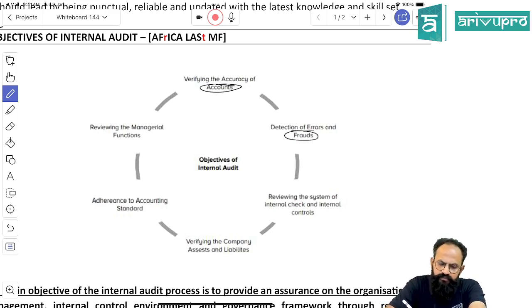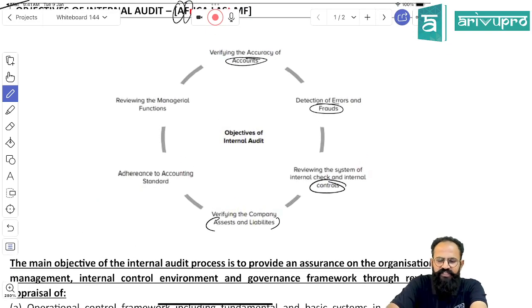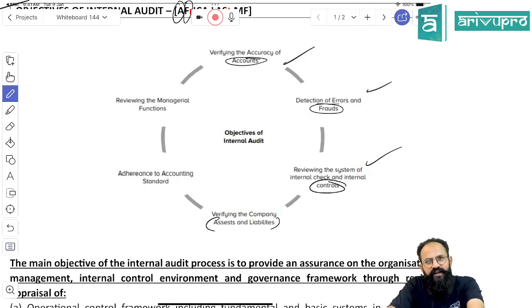Correct? First one is accounts. Next one is fraud. And next one is reviewing the system of internal check and internal controls. So check whether internal controls are fair. Okay. Verifying the company assets and liabilities. See, first you are checking accounts here, and then you are checking if there are any frauds, and make sure that the internal controls are working solid. Because if that is right, then the entire company will be right. And next one is you are verifying the company's assets and liabilities. Physical existence versus on the paper.